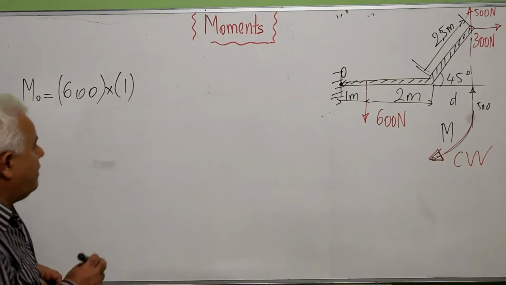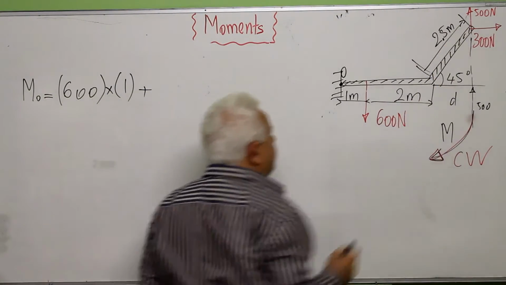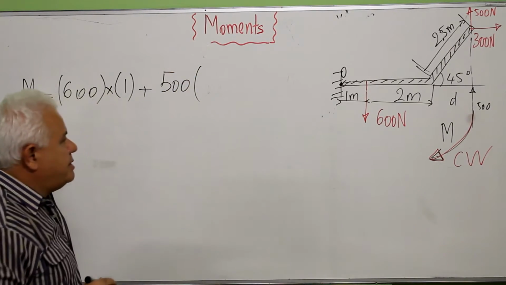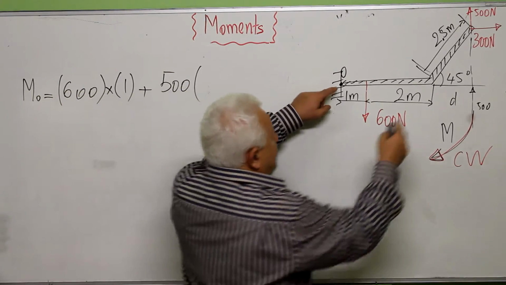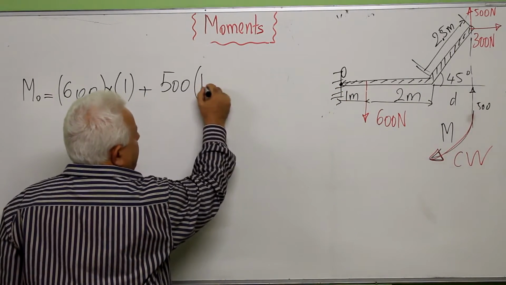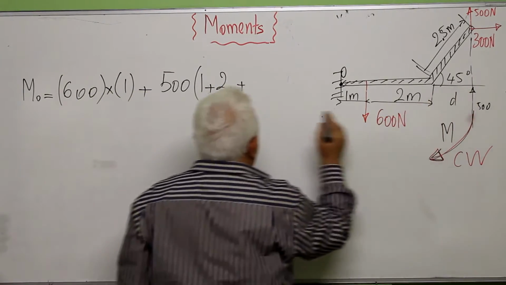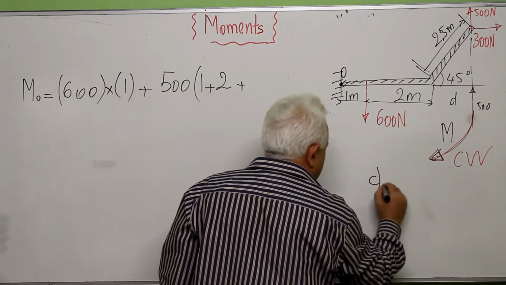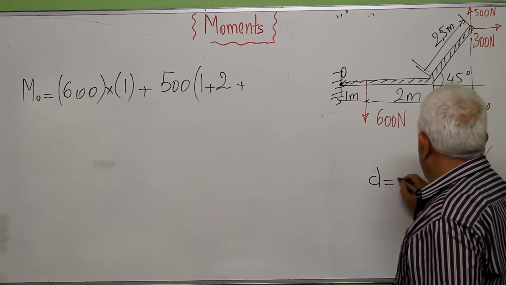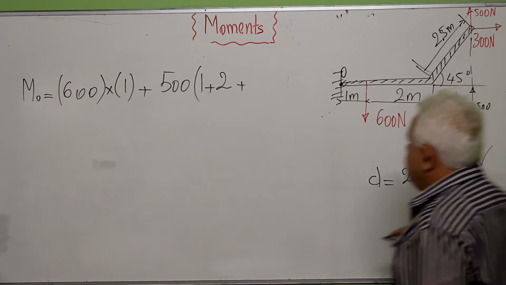So I have to take this into consideration for my calculation. Now we have to add the moment of this force, 500 newtons, which is force times distance, and the distance that separates the line of action from the point O is 1 meter plus 2 plus this distance d. And this distance d is 2.5 meters cosine 45.